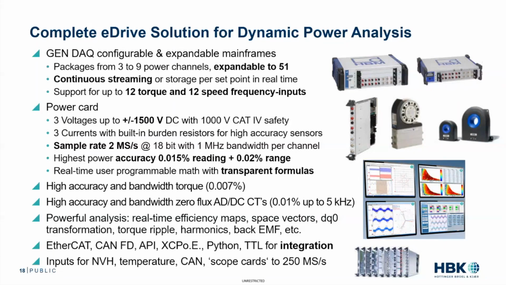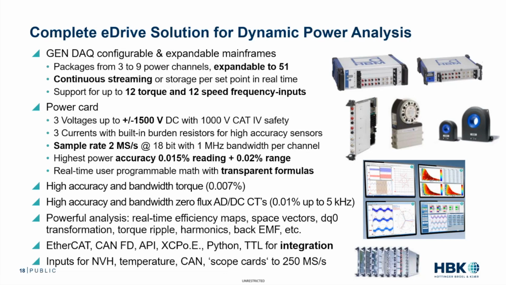The focal point of this measurement is through this power card. It's got 3 voltage inputs and 3 current inputs. So the voltages on the card can be measured directly up to plus minus 1500 volts with a 1000 volt CAT for safety. And there's also high accuracy burden resistors within the system for measuring currents using a CT.